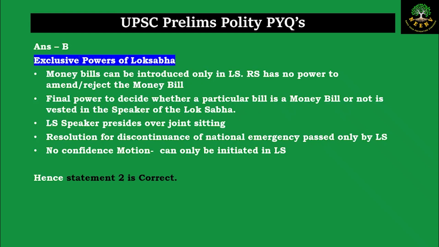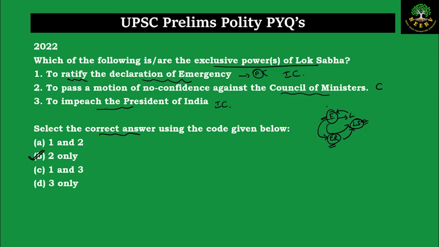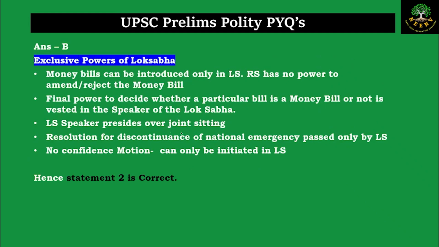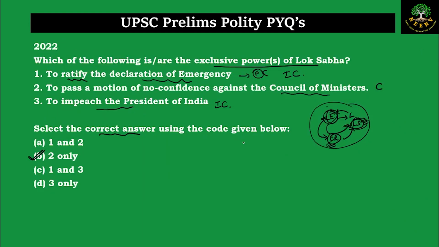And the no confidence motion is specifically passed in the Lok Sabha and it can be initiated only in the Lok Sabha. I explained about the concept of collective responsibility of the executive to the Lok Sabha members. And the resolution for the discontinuance of the national emergency is passed only by the Lok Sabha. But don't get confused here. Here we are talking about the resolution for the discontinuance of the national emergency. But the scope of the question here is to ratify the declaration of emergency.